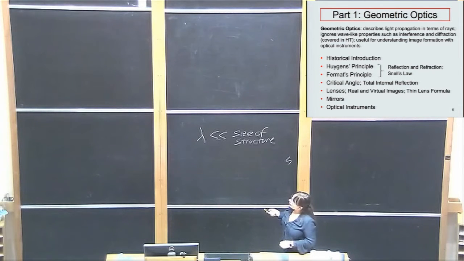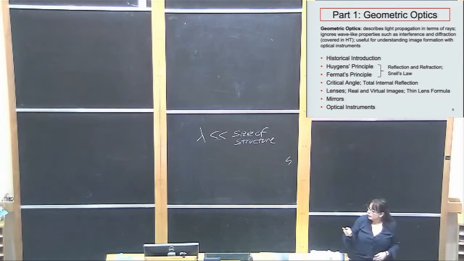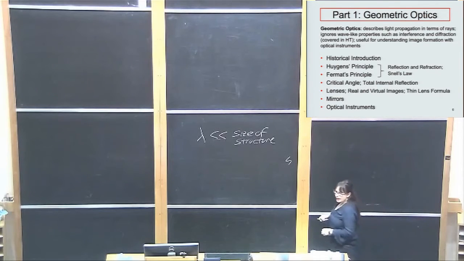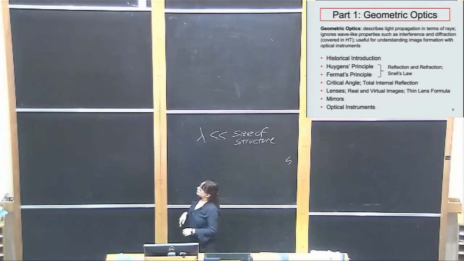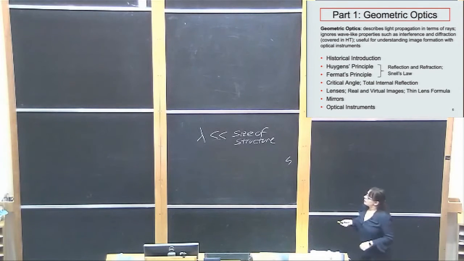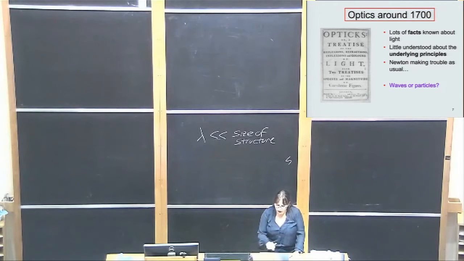I'll then start talking about reflection and refraction, and we'll derive the laws of reflection and refraction in two different ways. One using Huygens principle, which I suspect the majority of you have heard of, certainly if you did study optics at A-level, and then we'll also do it using Fermat's principle. And that's going to then lead to a couple of important concepts, the critical angle and the idea of total internal reflection. That'll lead us on to lenses, the concepts of real and virtual images, and we'll derive the thin lens formula, then mirrors, and then, as I said, talk a little bit about telescopes and microscopes.